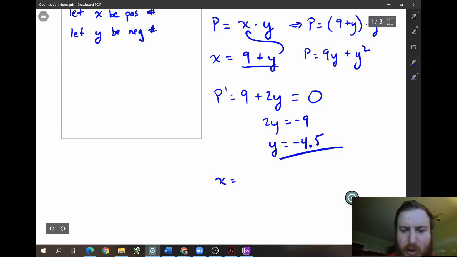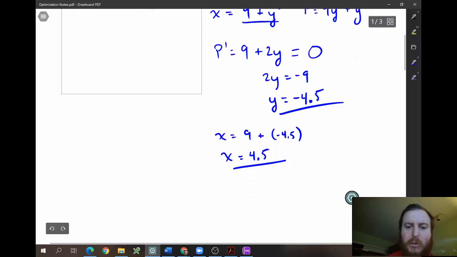We can now say x equals 9 plus y. So x equals 9 plus negative 4.5. 9 minus 4.5 is 4.5. And when you multiply those together, we get negative 20.25.